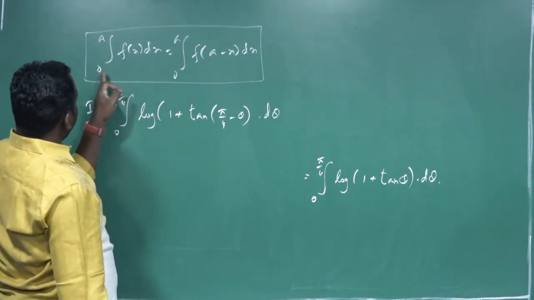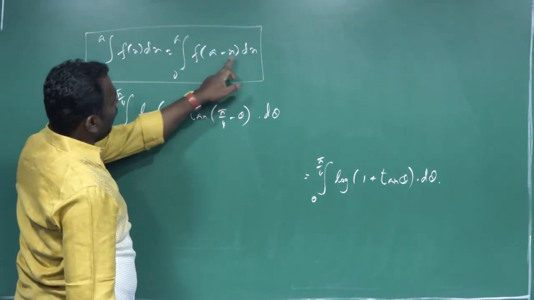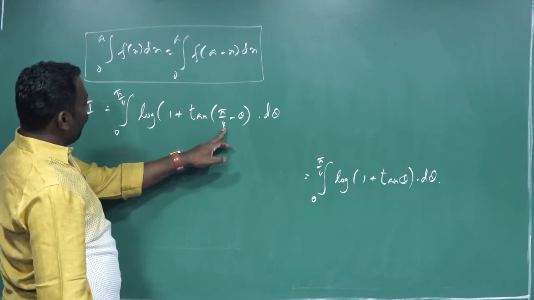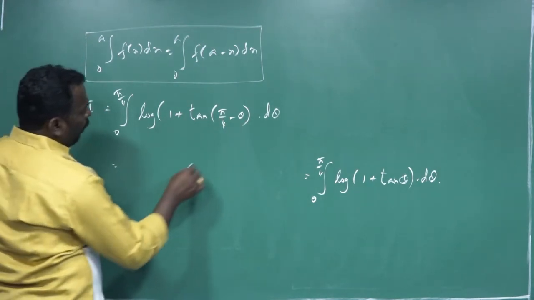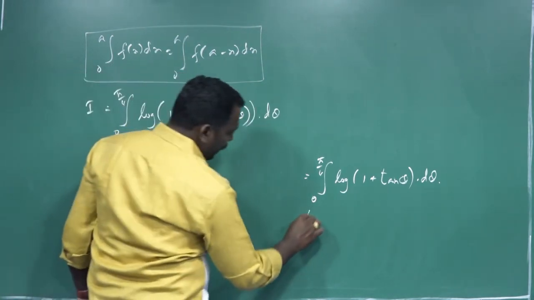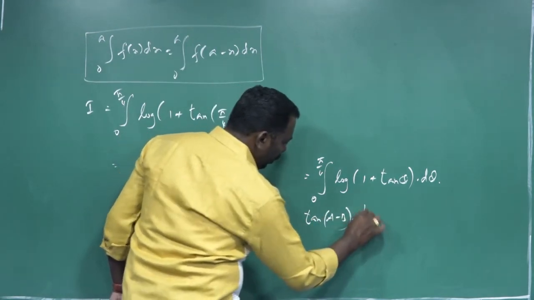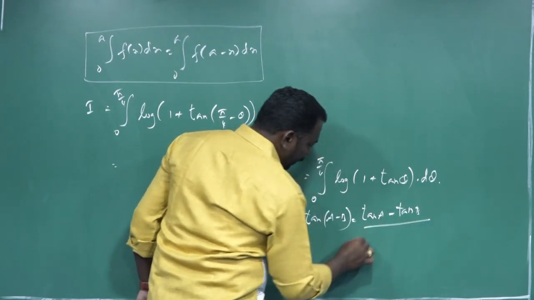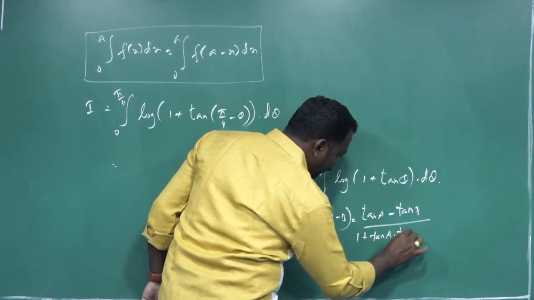Integral 0 to a f of x dx is equal to 0 to a f of a minus x. If x is theta and a is pi by 4, therefore it is a minus x. Now that is equal to, now applying here the tan a minus b formula. What is it? Tan a minus b is equal to tan a minus tan b by 1 plus tan a into tan b.